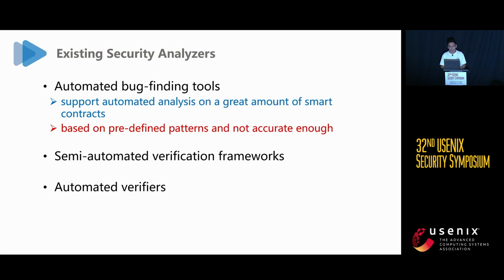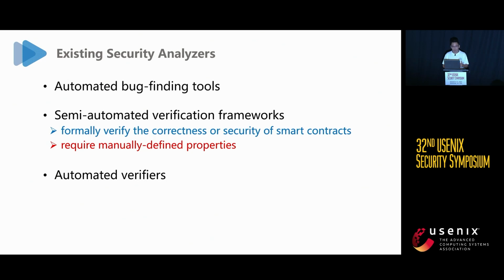The most popular idea for protecting contracts is to use an analyzer to analyze them before deployment. Current security analyzers of smart contracts can be divided into three categories. The first category, automated bug-finding tools, support automated analysis on a great amount of smart contracts, but their analysis is based on predefined patterns and is not accurate enough. The semi-automated verification frameworks can formally verify the security of contracts, but require manually defined properties and are not suitable for a larger number of contracts.